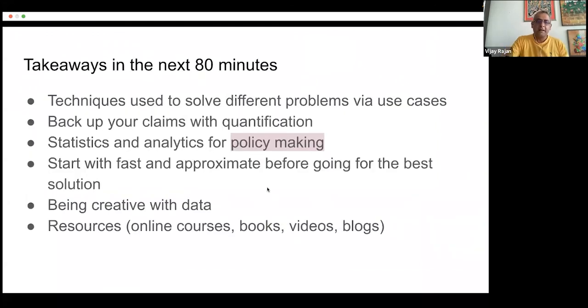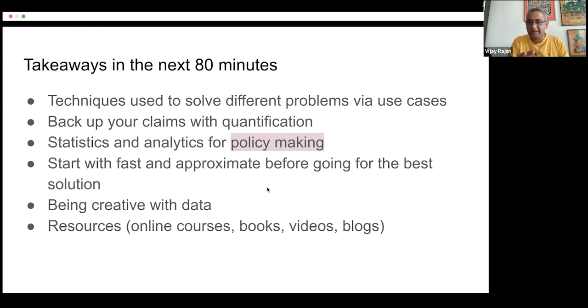So your takeaway in the next 60 to 80 minutes: techniques used to solve different problems via use cases. You should be able to back up your claims with quantification, which is a very important thing when you present your data science case studies and when you justify the existence of your study in a real-time system or even as a post-facto analysis.